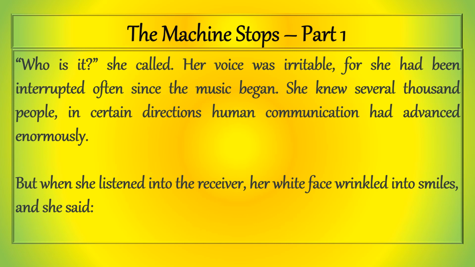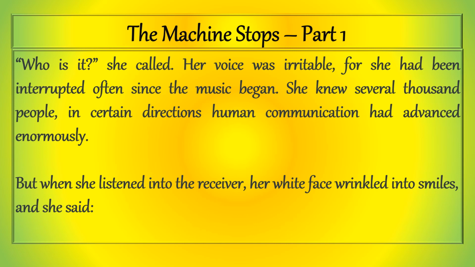Here, irritable means short-tempered or angry. There was some anger visible in her voice because she was interrupted too many times since the beginning of the music. This time, the ringing of the telephone was a kind of interruption or intervention. She can make a contact with anyone she knows from this room. Several thousand people she can contact with the touch of a button only.